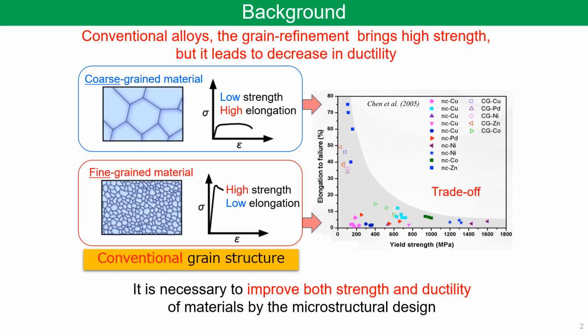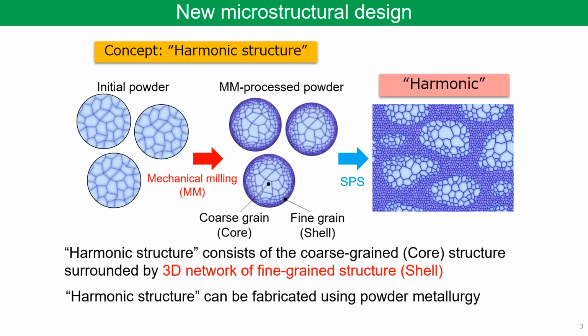These figures show the schematic relationships between stress and strain for conventional homogeneous alloys. You can see, grain refinement brings high strength, but it leads to decrease in ductility like this. Therefore it is necessary to improve both strength and ductility of materials by the microstructural design.